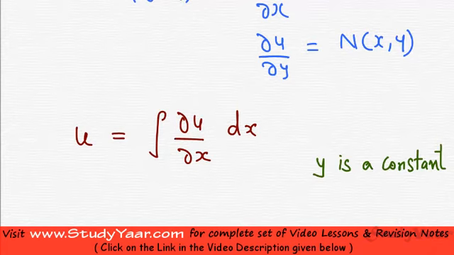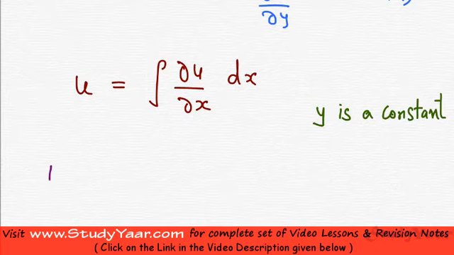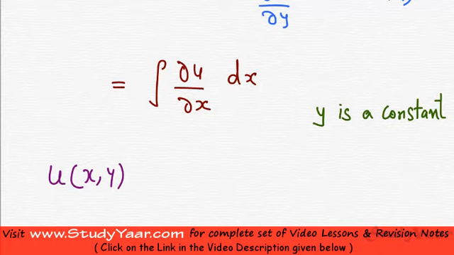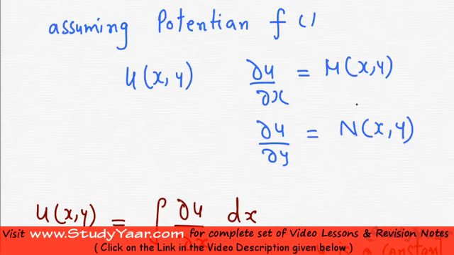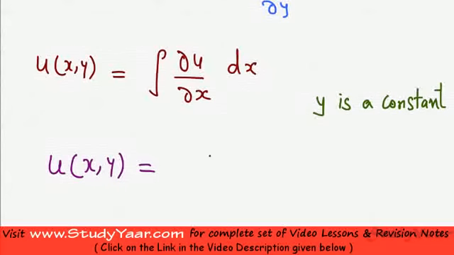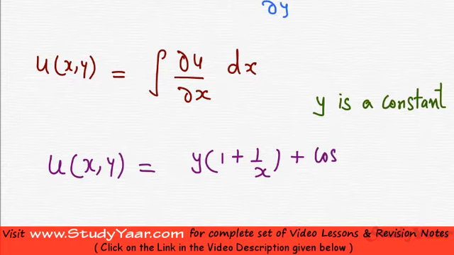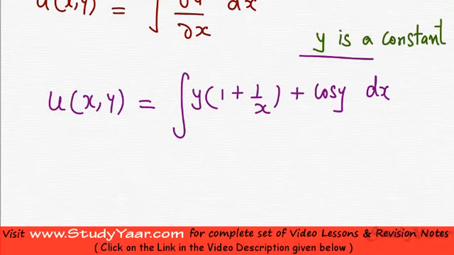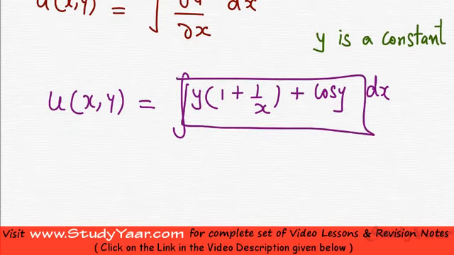Okay, so my u, or rather u of x comma y, is equal to the integral of del u by del x, which is equal to M of x comma y, which is equal to this: y into 1 plus x plus cos y. So I have the integration of y into 1 plus x plus cos y dx. I'm going to assume that y is a constant when I'm doing this integration.